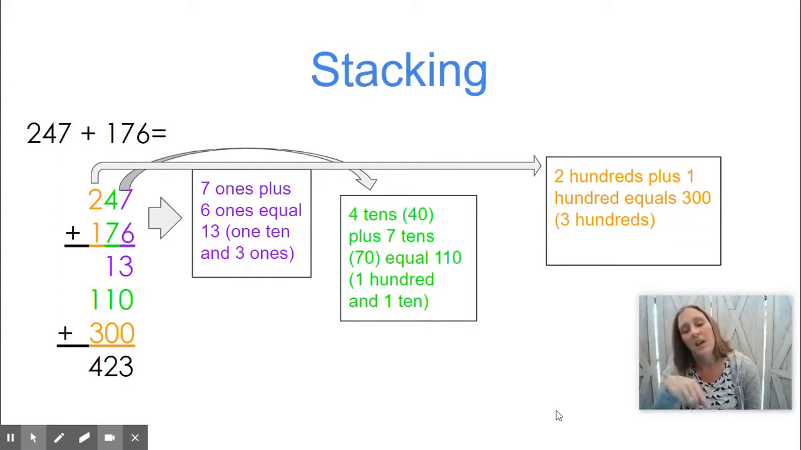So in our ones place, we have 7 ones plus 6 ones, which equals 13. That's 1 ten and 3 ones. Then in our tens place, we have 4 tens plus 7 tens. That equals 11 tens, which is 100 and 10. In our hundreds place, we have 2 hundreds plus 100, which equals 3 hundreds. That gives us our total of 423.